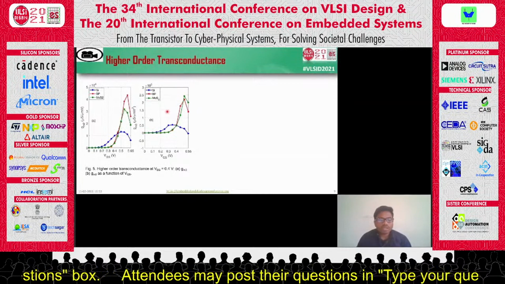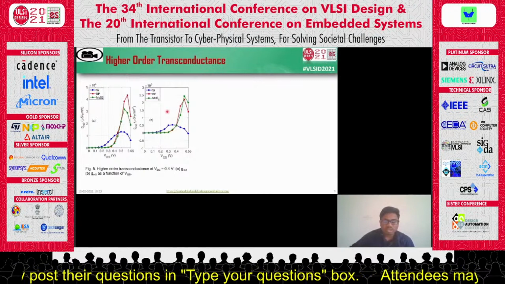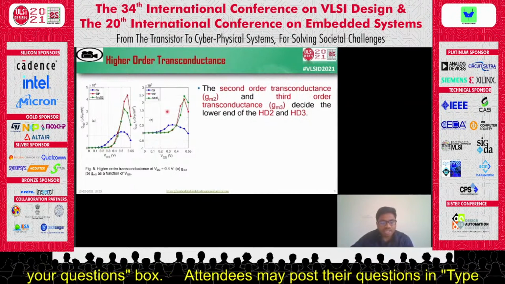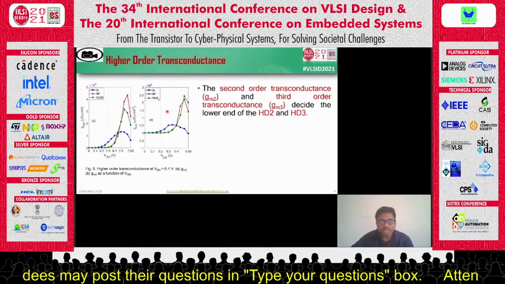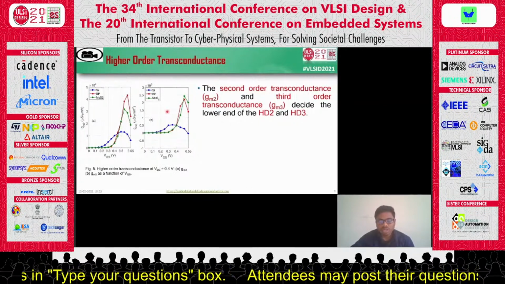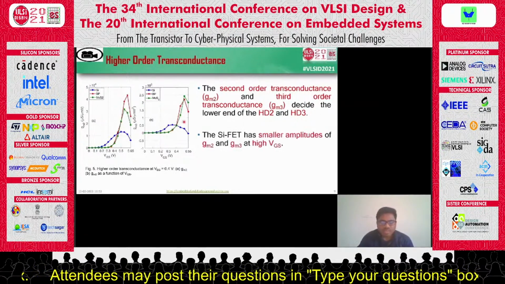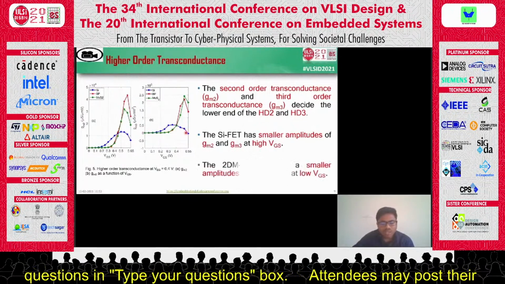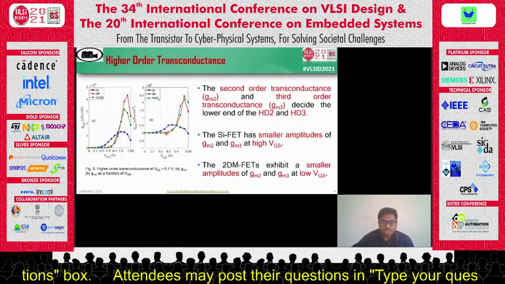Figure 5 shows the higher order transconductance at VDS 0.4 volt. Figure 5a shows the variation of second order transconductance gm2 as a function of VGS, and figure 5b shows the third order transconductance gm3 as a function of the gate voltage. Since the linearity performance of a MOSFET is mainly determined by gm2 and gm3, it is essential to determine the amplitude of gm2 and gm3 for linearity performance investigations. The Si FET has a smaller amplitude of gm2 and gm3 components at high VGS, while the 2D FET has a smaller amplitude of gm2 and gm3 at low VGS.